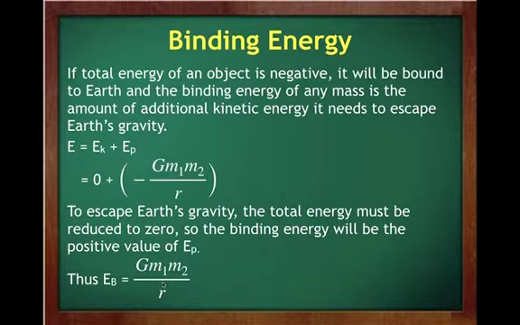So again, if we think of the total energy of an object as negative, it's obviously going to be bound to the Earth. And therefore the binding energy of any mass is the amount of additional kinetic energy it needs to escape. So if we're not moving and we're just being bound, that's our value there. And then to escape Earth's gravity, the total energy must be reduced to 0. So if we want this value here to be 0, then what we would need to do is add this back in. Okay, so that's the binding energy. So just a nice little connection there.